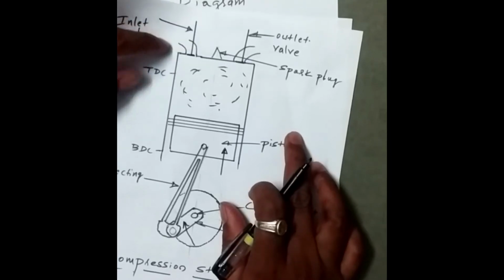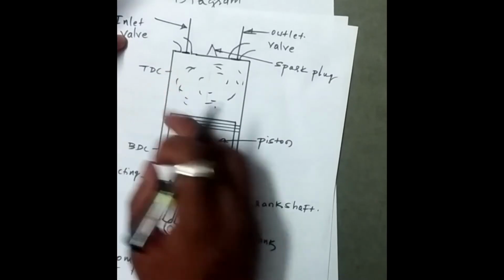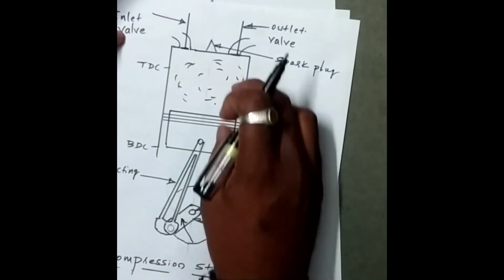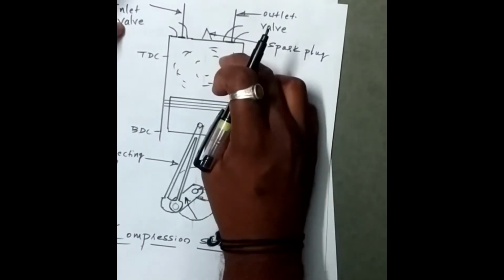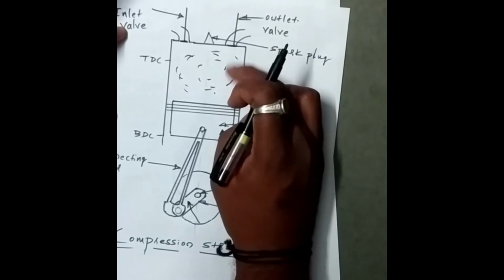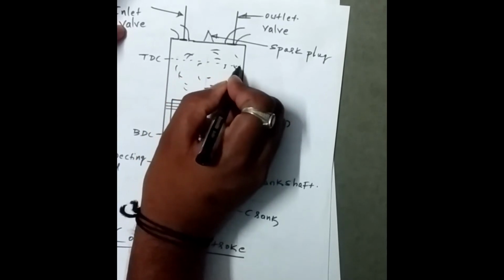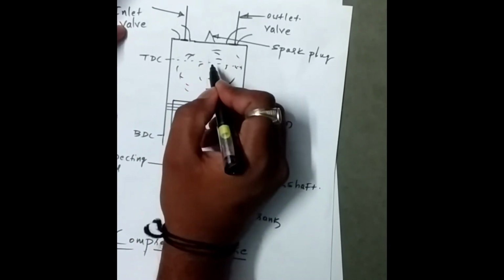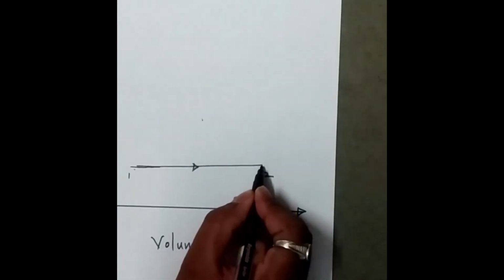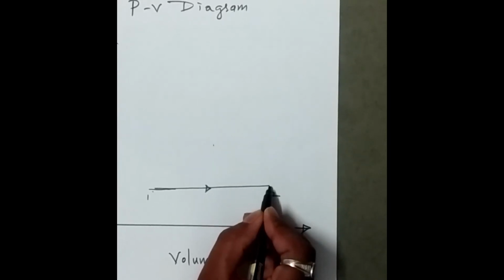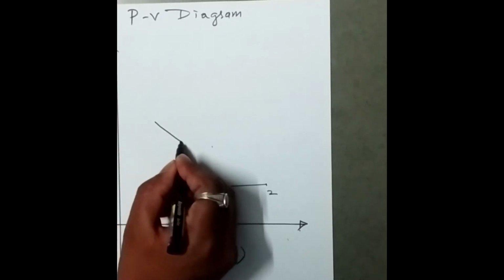In the compression stroke, the piston is going to move from BDC to TDC. When the piston moves from BDC to TDC, the petrol air mixture is compressed. When the petrol air mixture gets compressed, the pressure builds up. Pressure is going to increase and volume is going to decrease. As the piston reaches TDC, we have very little volume, but more pressure. So this process I'm going to show on the PV diagram. Volume is going to decrease and pressure is going to increase, so I'll show it like this.